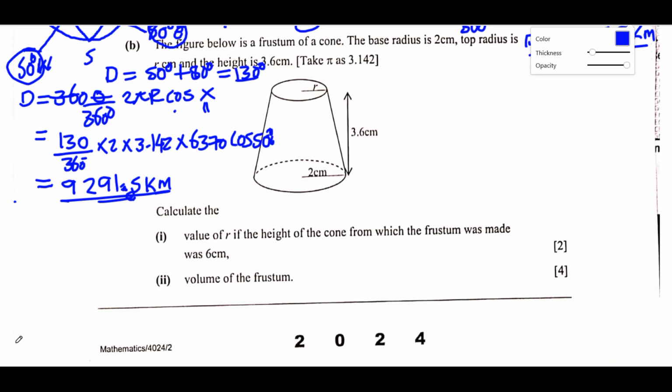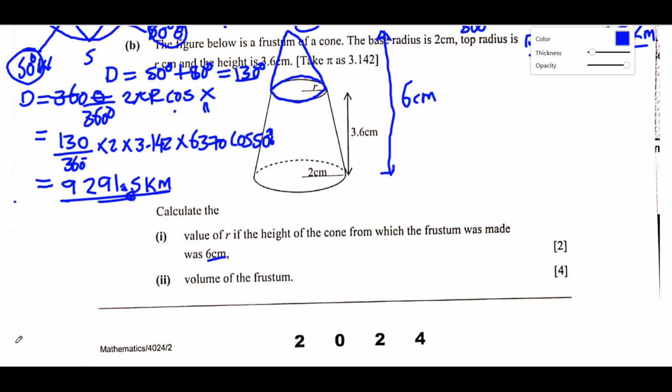The first thing we need to do is complete this frustum as a cone, as it was before it was cut. So I'm going to draw a cone. The cone that I've added on top is called the smaller cone. Then the whole cone is considered to be the larger cone. Now remember, the total height of the cone before it was cut is given in the question as 6 centimeters. So we have our 6 centimeters.